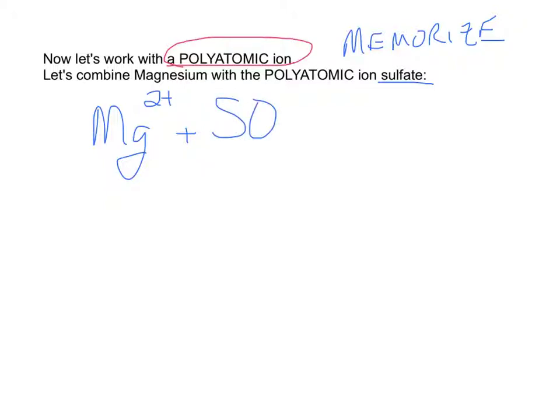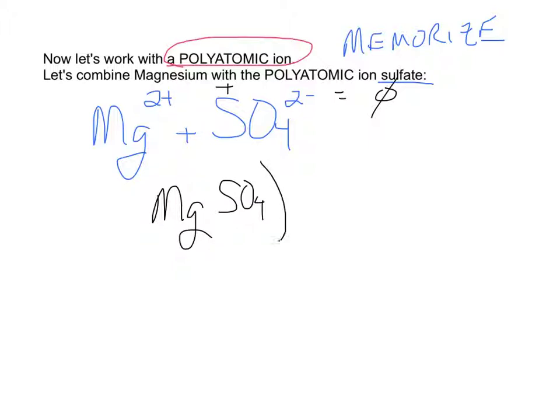So sulfate looks like this and has a 2 minus charge. So once again, how many magnesiums do I need to balance out the charge on this? Well, since the charge is the same, if I add those together, it would equal 0. I do not need any more. So I can just write this as magnesium sulfate. Now it's a good habit to get into just putting a parenthesis around your polyatomic ion, and that'll become apparent here a little bit later.